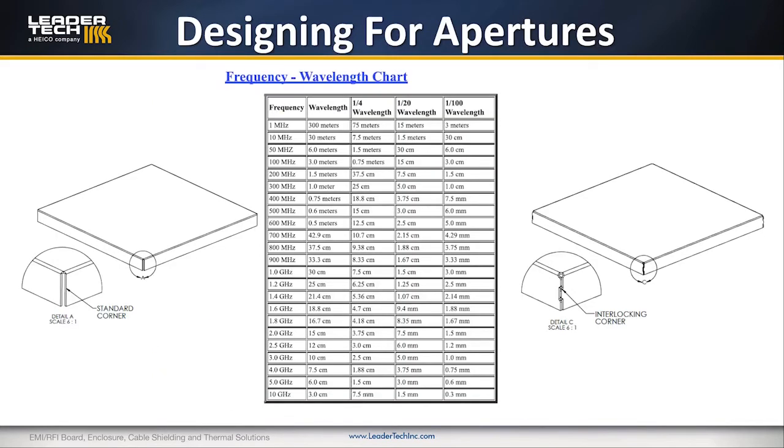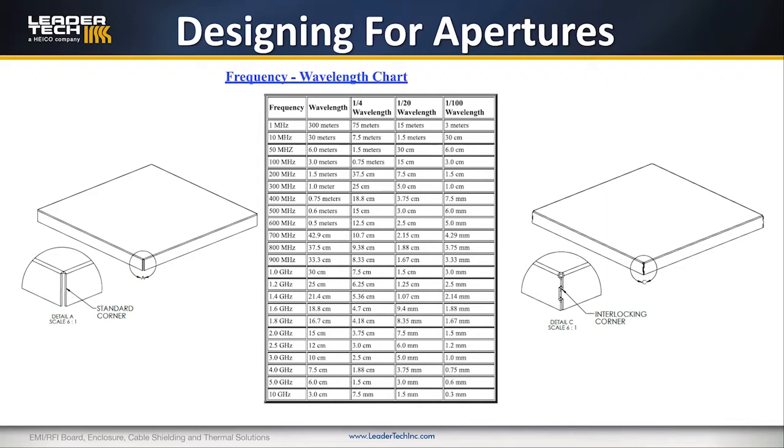In this slide, I've got a couple of basic shields. They're just one-piece boxes, as simple as it gets. What I'm trying to show here is designing for apertures. When we talk about EMI shielding, we're trying to reduce the linear aperture. If you look at the frequency wavelength chart in the center here, let's look at 5 gigahertz frequency and go over to the right to the 1/20th wavelength column. You can see the maximum allowable opening is 3 millimeters.